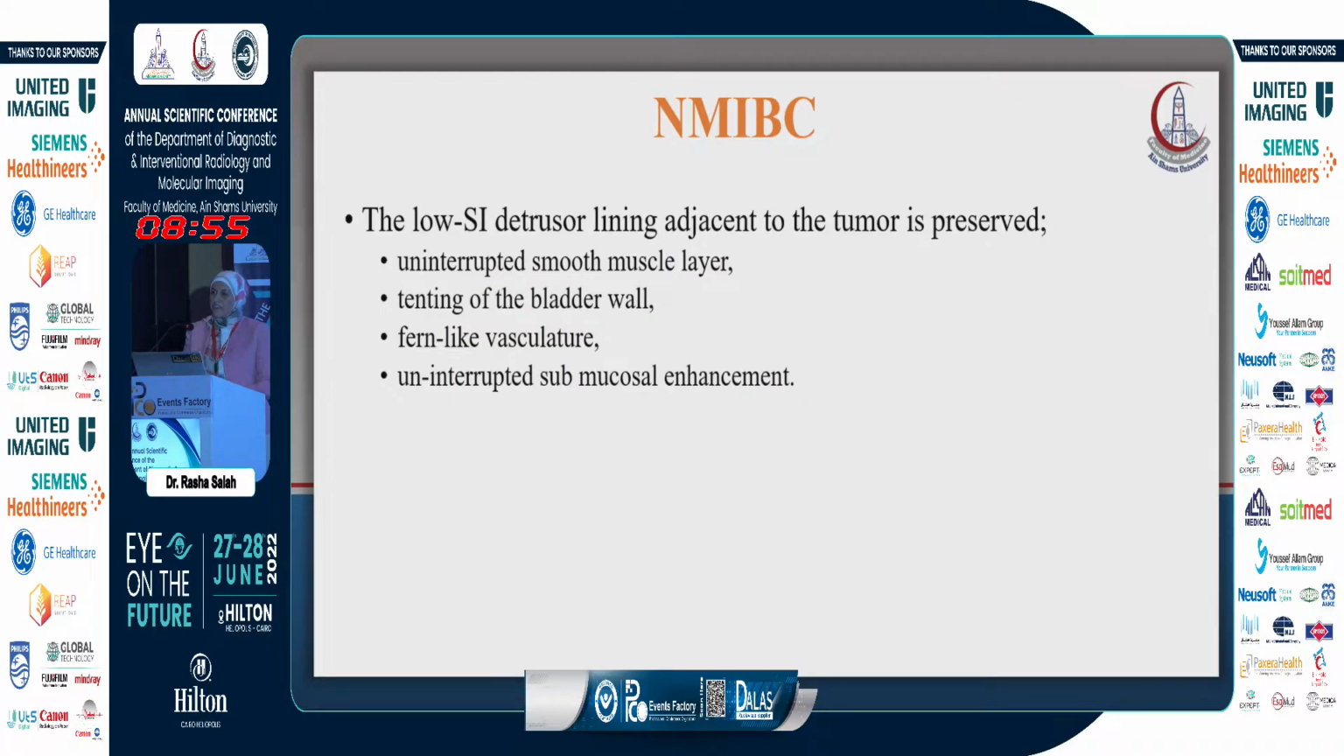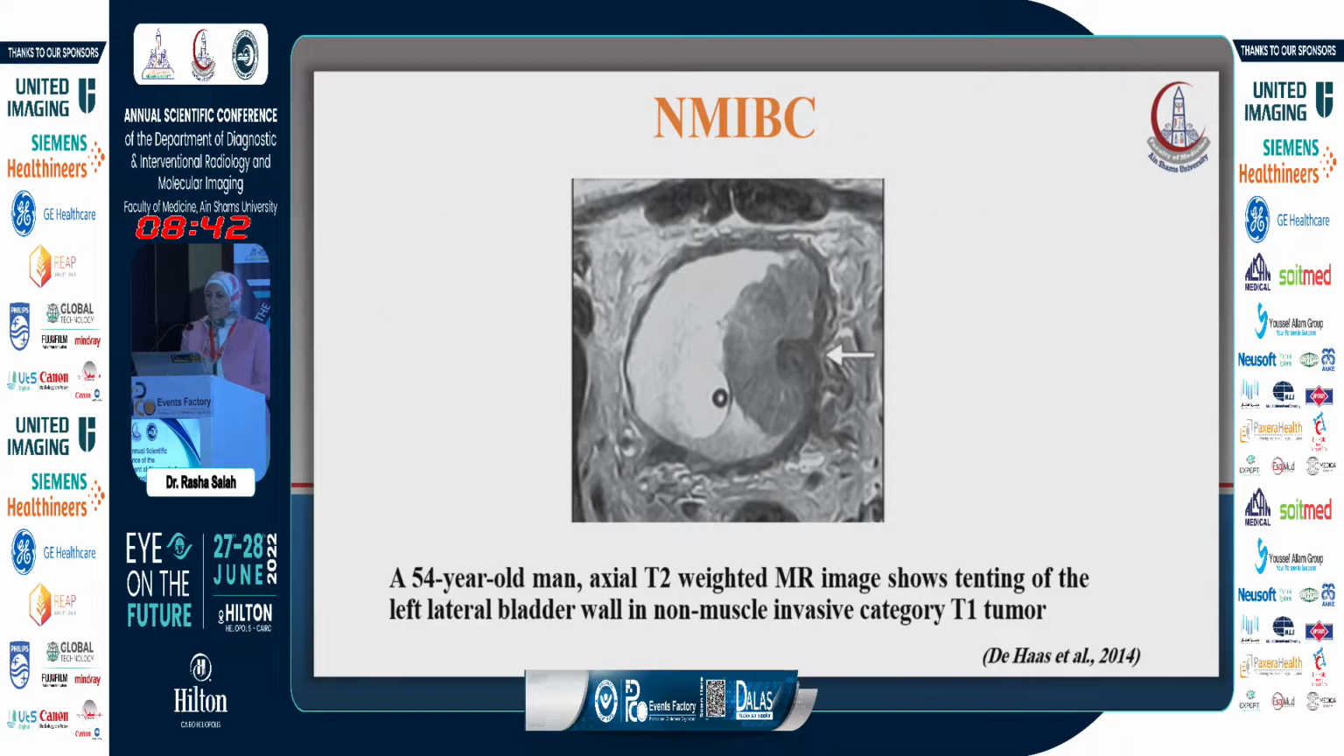The muscle invasion, to sum up, is the presence of uninterrupted smooth muscle and the presence of uninterrupted submucosal enhancement. This is a T1 tumor or below. This is an example for non-muscle invasive bladder cancer, where we can see there is a tenting of the urinary bladder wall, and there is a pedicle for the lesion, and this is categorized as non-muscle invasive bladder cancer.